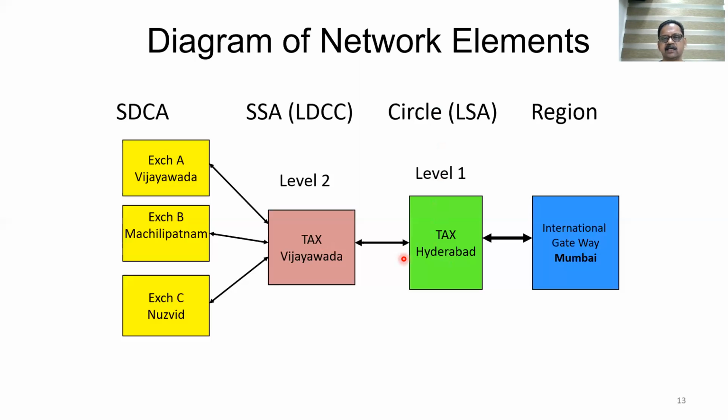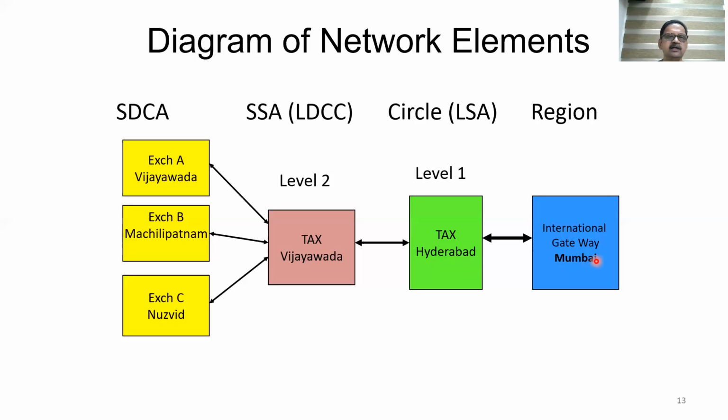So level 2 TAX is connected to level 1 TAX, which is connected to the international gateway. Generally, the international gateways are located at different zones, the zonal important stations. As I already told once, they are at Delhi, Bombay, Calcutta, Chennai, Bangalore. Here I have given one example, Mumbai as the international gateway. Similarly, international gateways are available at other zones at Bangalore, Chennai, Calcutta, and Delhi.